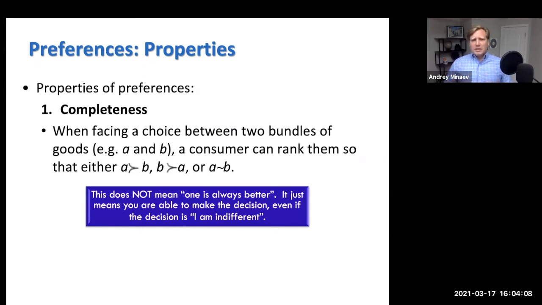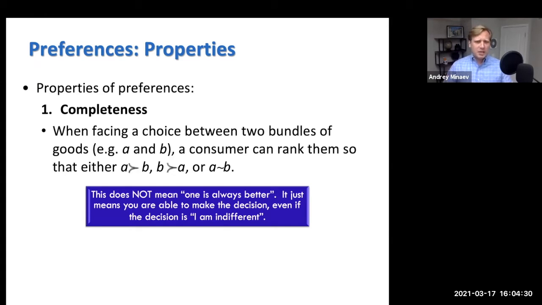So all the preferences that we're going to discuss in this class are going to be complete. Completeness of the preference is a property that we always going to have in this intermediate microeconomics class. But actually, in real life, completeness might be violated sometimes. Not all preferences that we have in the real world are complete.